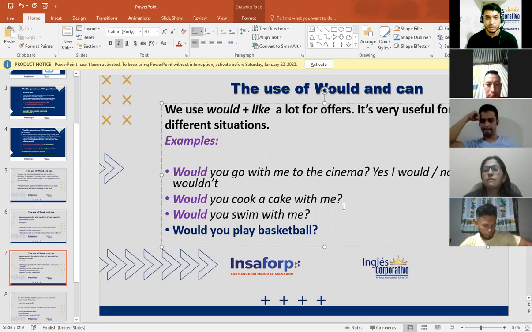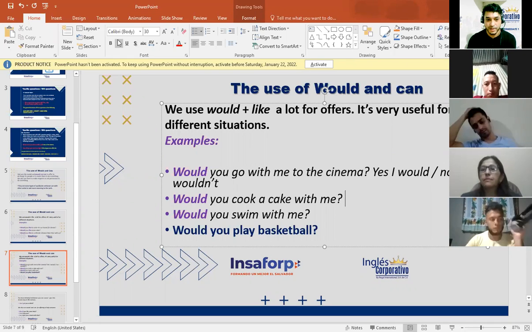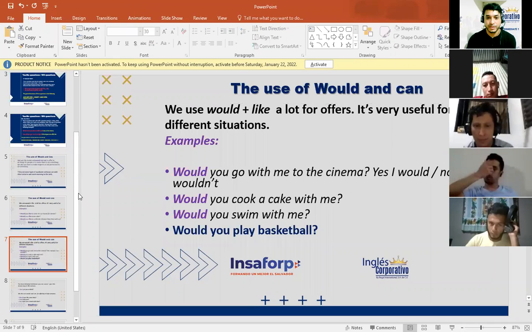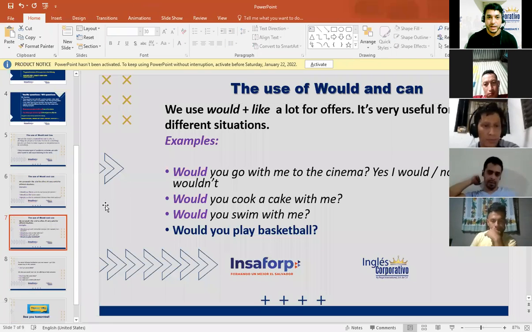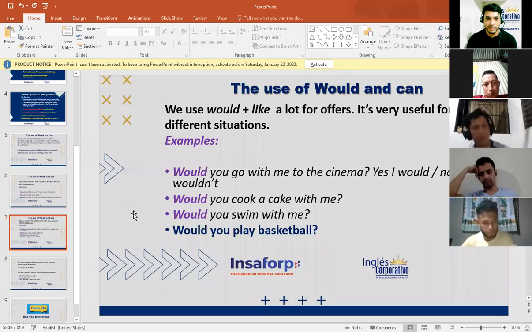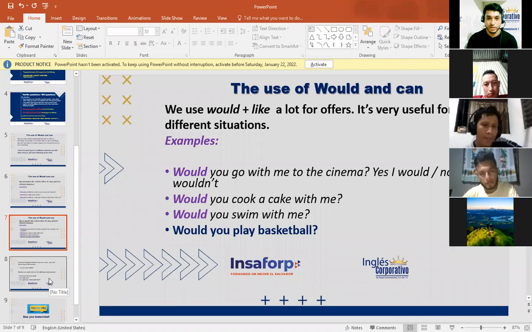Yes, basically we also use yes, I will for the answer, or no, I will not for negative answers, like a yes-no question. We follow the structure with will. We use will in the answer as well. Okay, if you don't have questions, we can move on to the next slide.